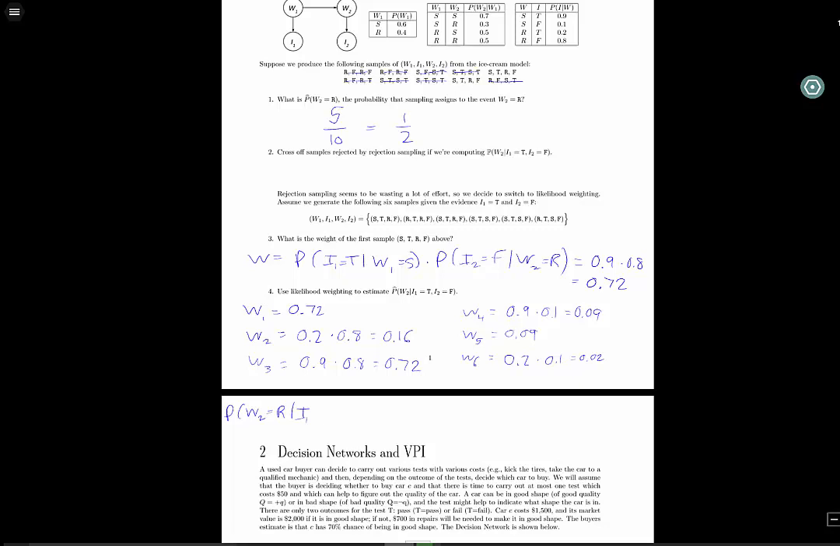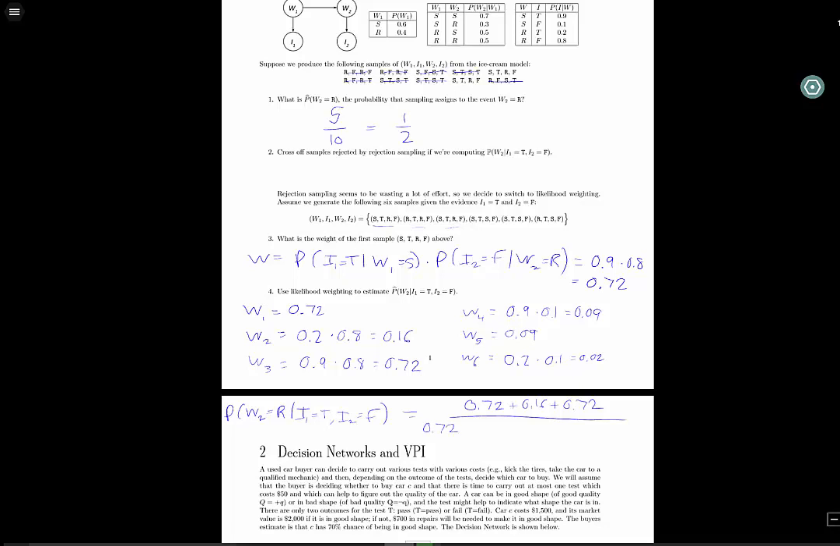Given our evidence, I1 equals T and I2 equals F. So for all the samples on top, we sum all the weights that match W2 equals R. So W2 equals R is 1, 2, 3, the first three. So we get 0.72 plus 0.16 plus 0.72, and we divide by the sum of all the weights.